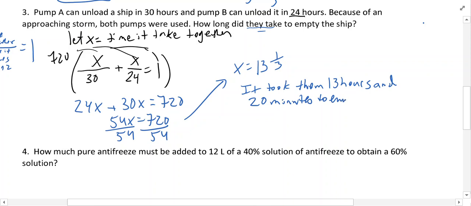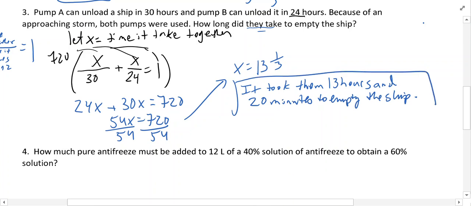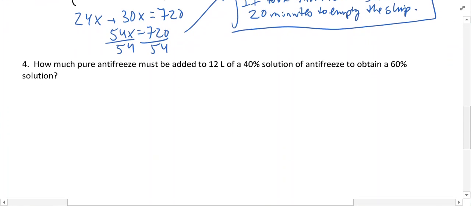to empty the ship. All right, so remember, you get 13 1/3, so you want to put that to 13 hours and 20 minutes. Remember, you could just say 1/3 times 60, because 60 minutes are an hour, would give you your 20 minutes. All right, let's go ahead and take a look at the next problem.